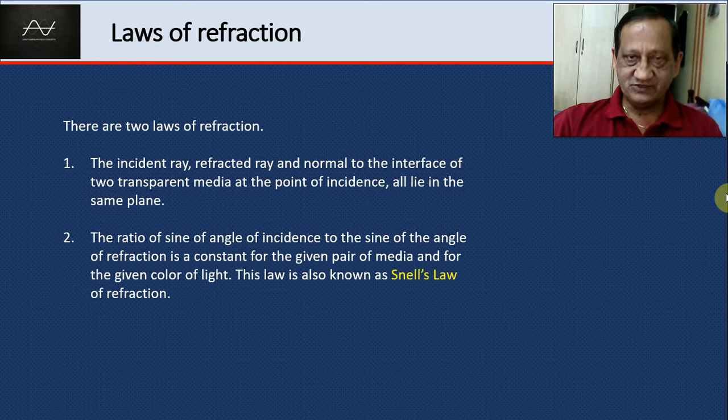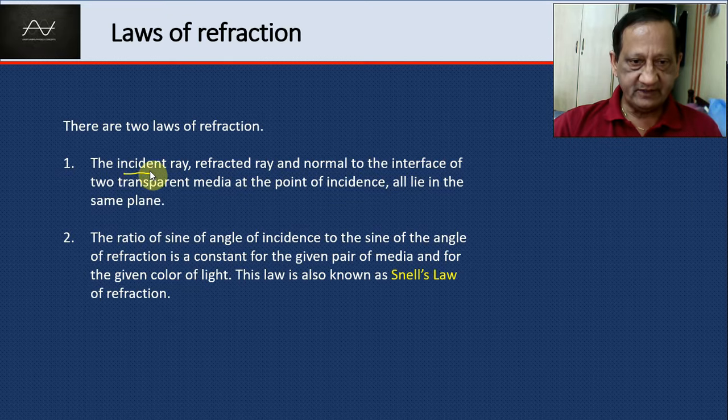In the last session, we learned about refraction and why it happens. Refraction is bending of light. Light bends because its speed is different in different media and because light is a wave. And the two laws of refraction are this.